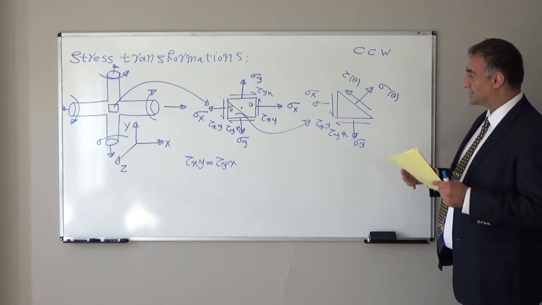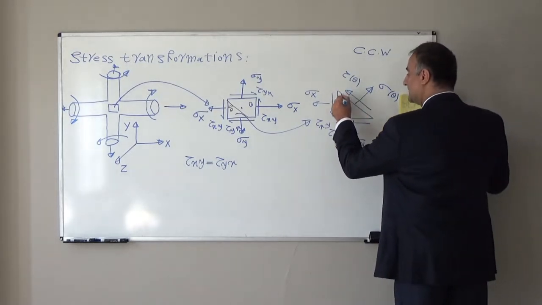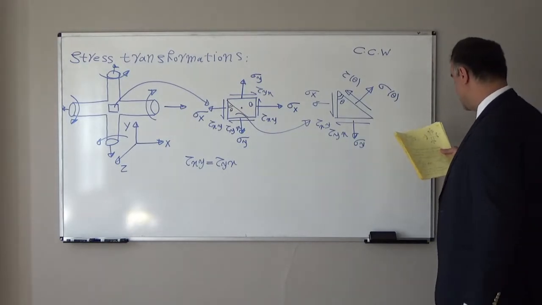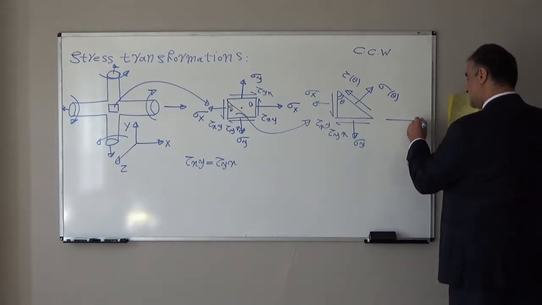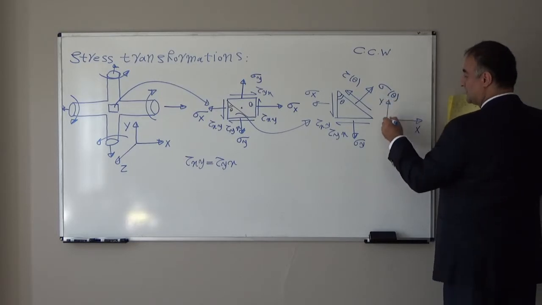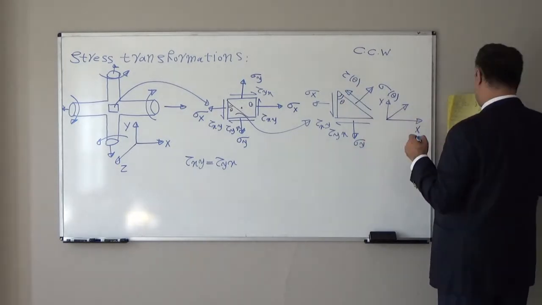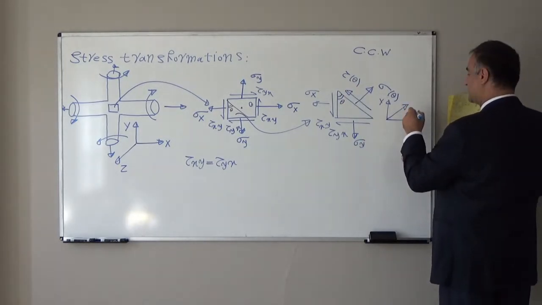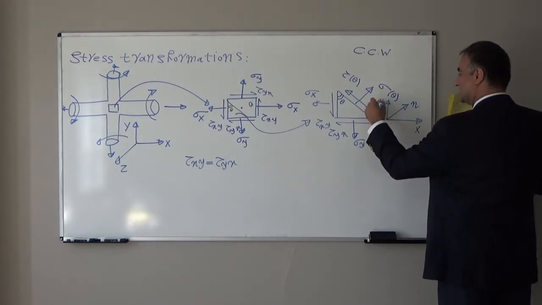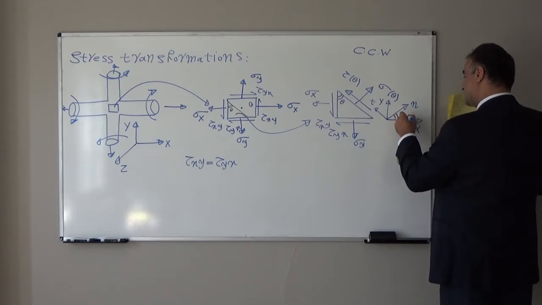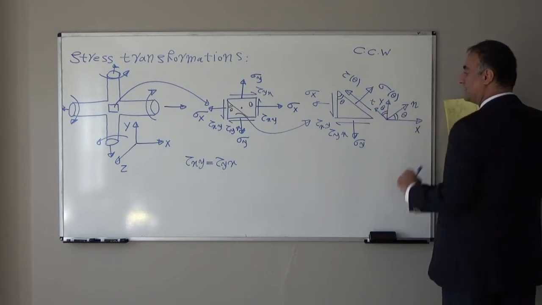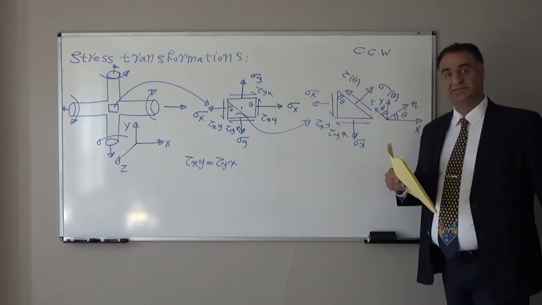Let's look at this element. I cut this element with one inclined plane, and that angle is theta. If that angle is theta, and this is x direction, this is y direction, perpendicular to that inclined plane, if I call, for example, this is n direction and this is t direction, this angle will be theta as well, and this angle again will be theta. From geometry, we know that.